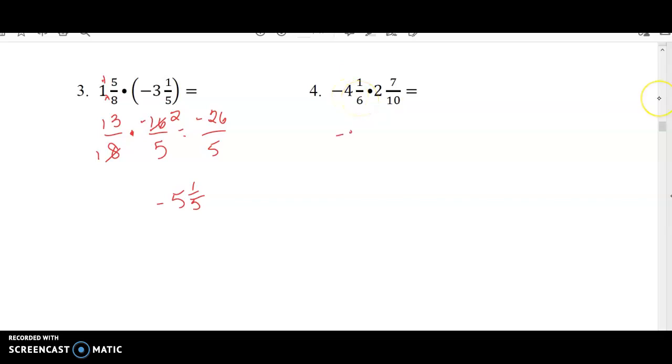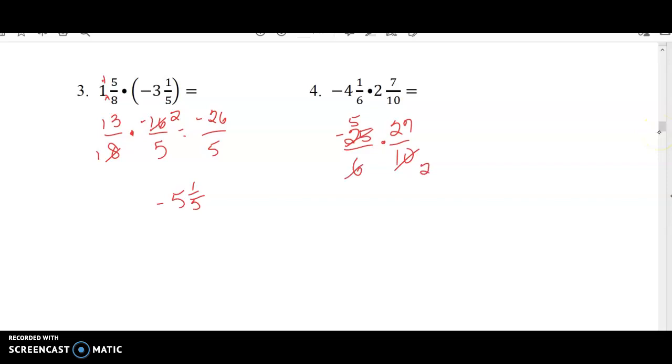So here, again, we're going to make it an improper fraction. So -25 over 6 times, and then 10 times 2 is 20, plus 7 is 27, over 10. So in this one, I'm looking and I'm like, oh my gosh, 25 times 27, that's huge. That's a lot. But if you look at your cross, you can reduce both ends here. So I see in 25 and 10, I see a 5. Factor of 5 that can go into both of those. 25 divided by 5 is 5. 10 divided by 5 is 2.